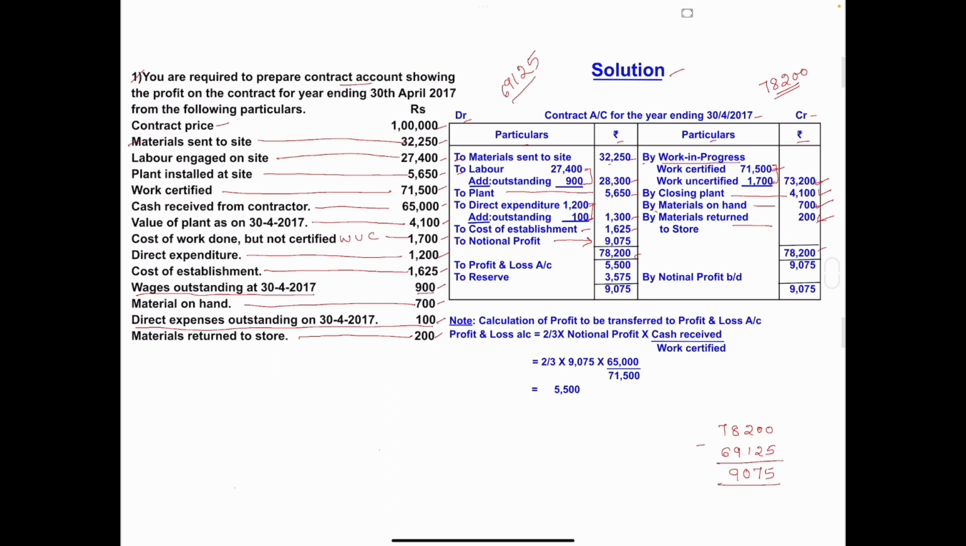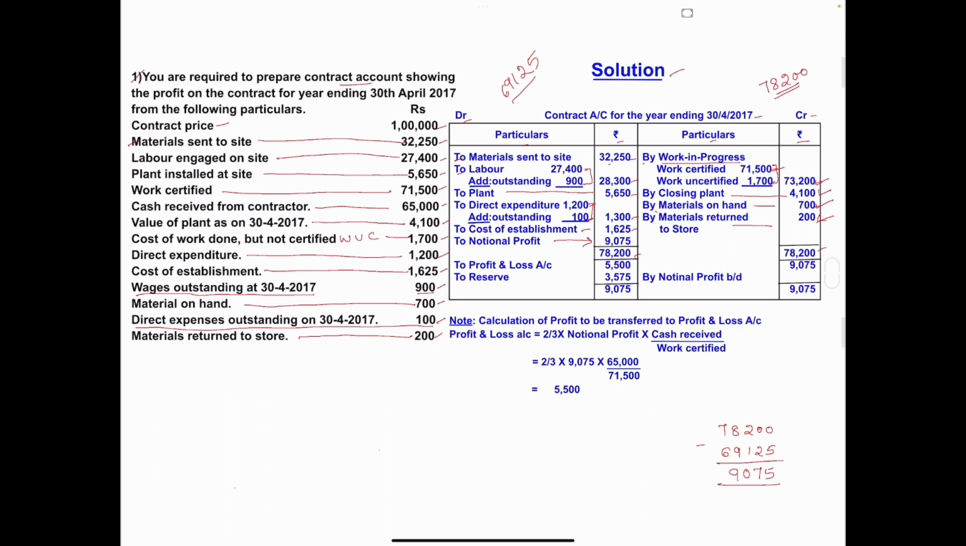To notional profit 9,075. If you get the difference amount on the debit side, it is called notional profit. And if you get the difference amount on the credit side, it will be called notional loss. So in this problem, we have got notional profit, that is 9,075.